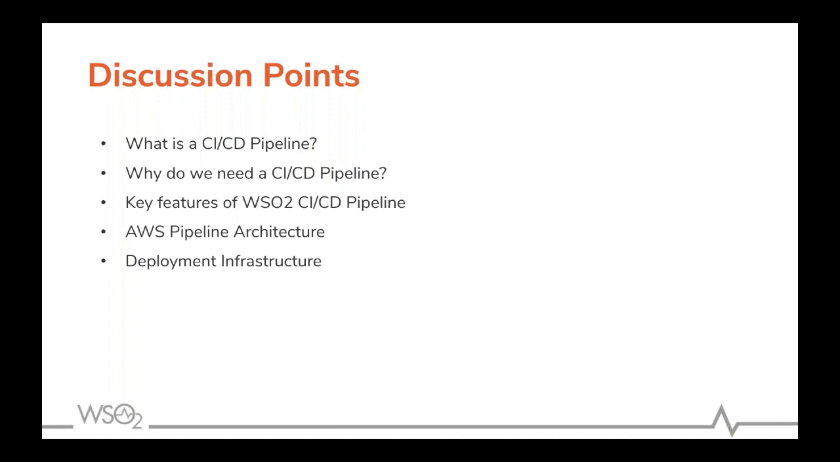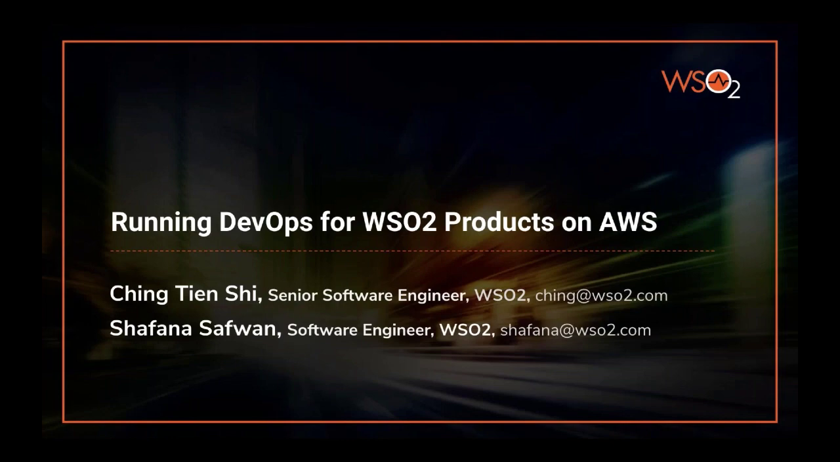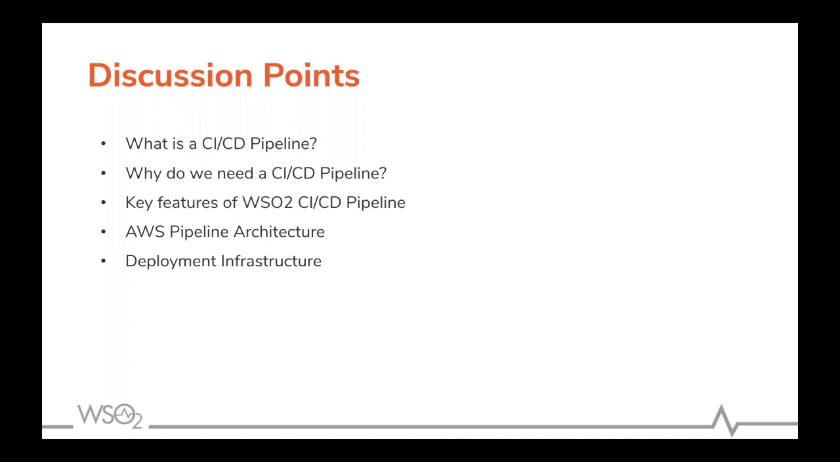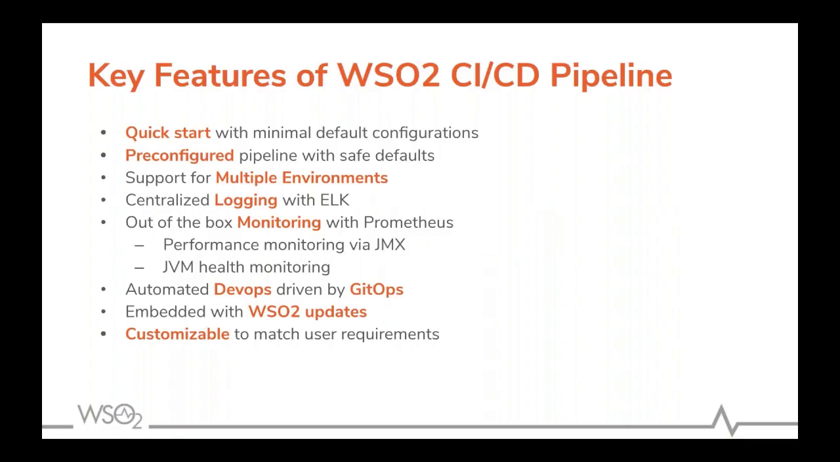So just to recap on everything we have been going through in the webinar, let me give you a quick recap. Starting off, we went through what a CI/CD pipeline is and why you need it, also the architecture and everything. Let me highlight the main features of the WSO2 CI/CD pipeline. As I mentioned, this needs only a minimal set of configurations, and we support logging with ELK, monitoring with Prometheus, and this is driven by GitOps. Also, it is embedded with WSO2 updates with the in-place update tool, which is our latest update delivery mechanism in the WSO2 update history. And also, this pipeline is easily customizable to match your own customization.